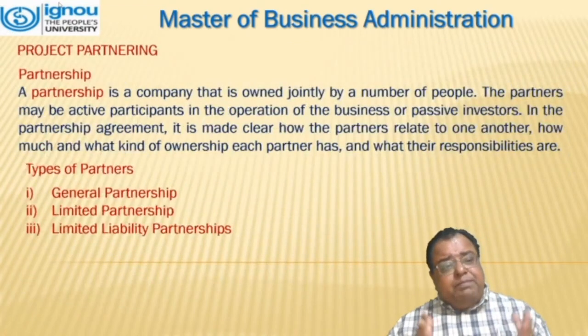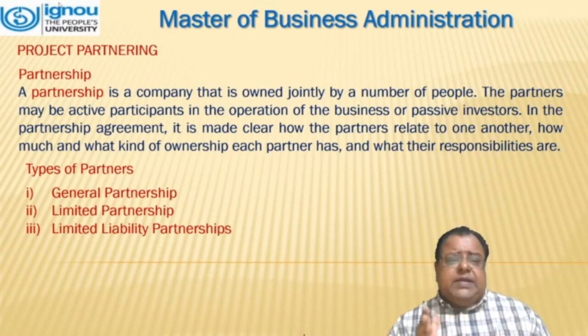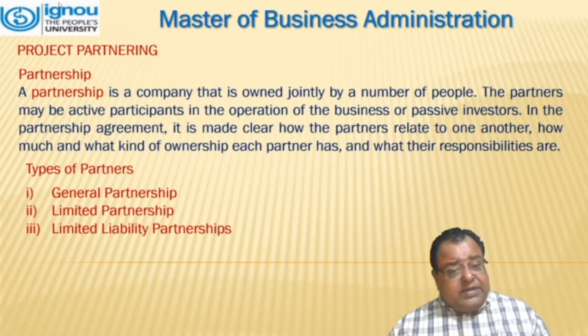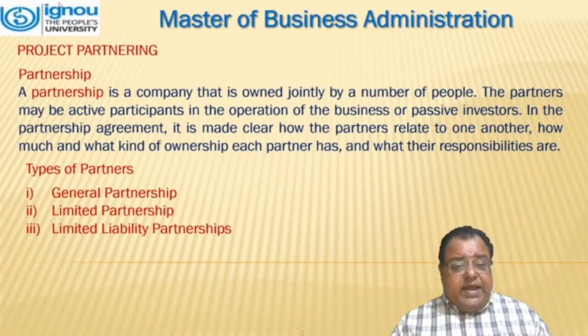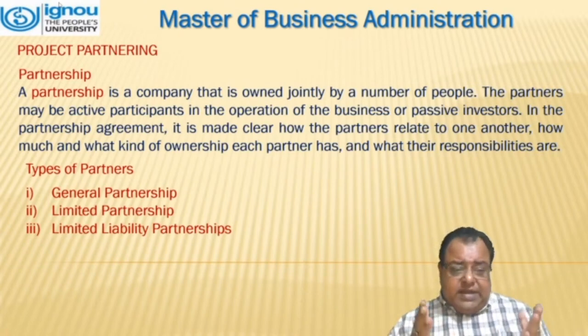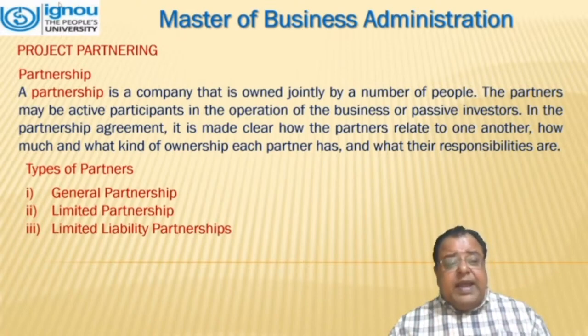Project partner. Partnership. A partnership is a company that is owned jointly by a number of people. The partners may be active partners in the operation of the business or passive investors. In the partnership agreement, it is made clear how the partners relate to one another, how much and what kind of ownership each partner has, and what their responsibilities are. What are the different types of partners? General partnership, limited partnership, and limited liability partnership.